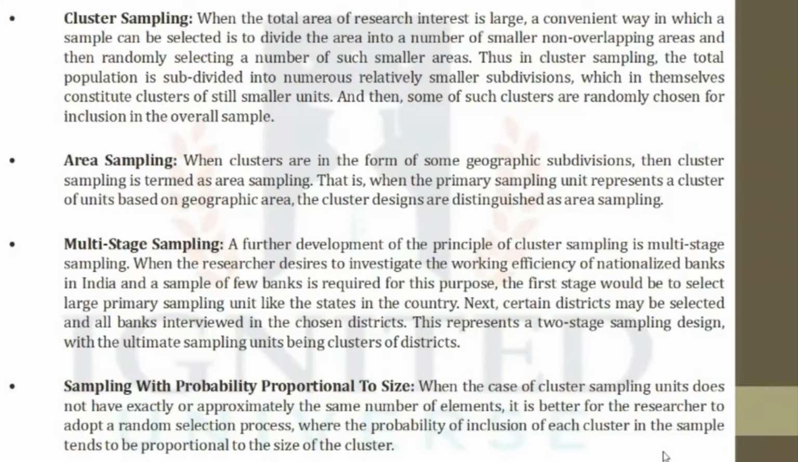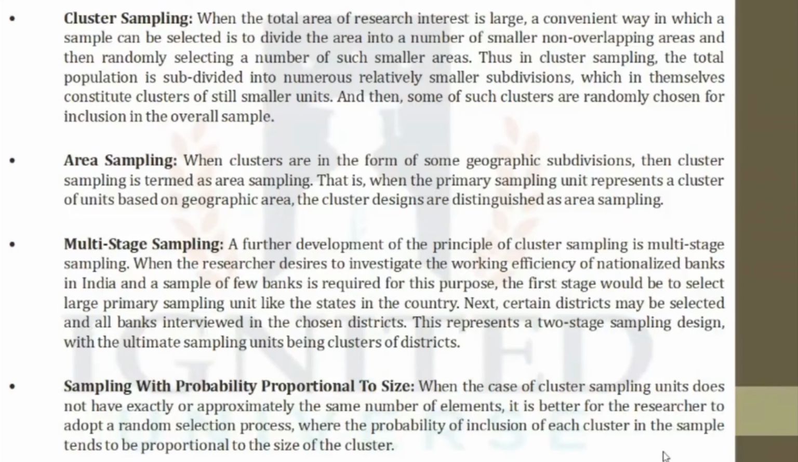Coming on to the last sampling technique, we have sampling with probability proportional to size. This we have discussed while taking up quota sampling. We can also take this in cluster or stratified sampling. It is the case when units do not have exactly or approximately the same number of elements. Then it is better for the researcher to adopt a random selection process where the probability of inclusion of each cluster in the sample tends to be proportional to the size of the cluster.